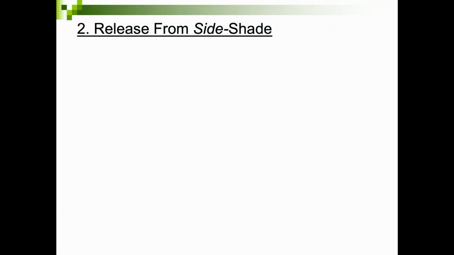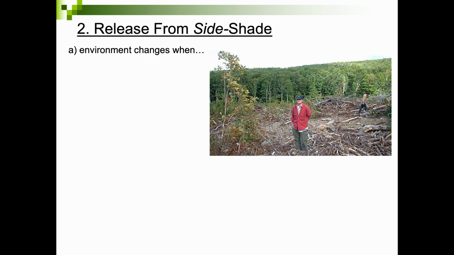Next on the agenda is release from side shade. So after a disturbance, after natural or human disturbance, after humans might remove several individuals, a plant is going to have been released from side shade. A plant not affected by that disturbance is going to have all this available light that was once being shaded from their neighbor that has been removed.